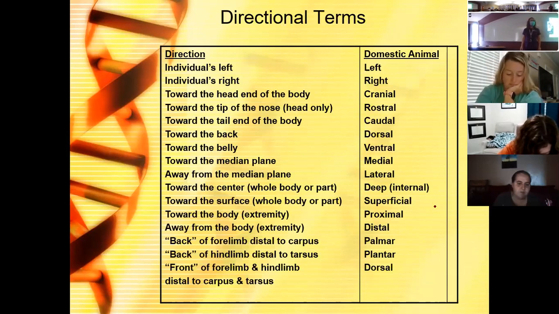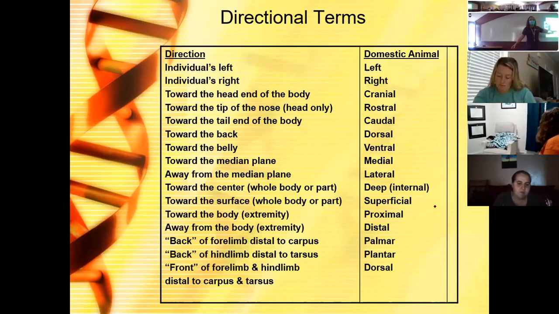Exactly. All right. So let me show you my interpretive dance. Left. Graceful. Right. Just watch for now. You'll have your chance. Cranial.